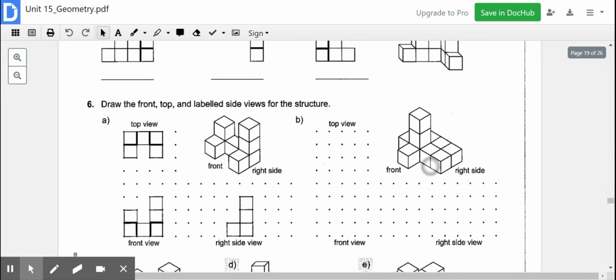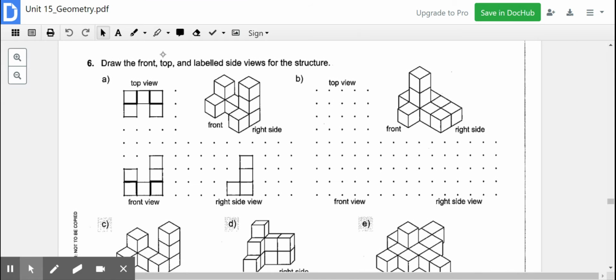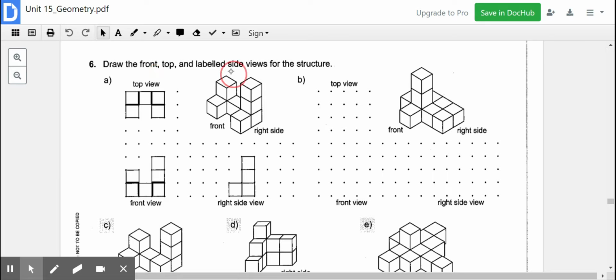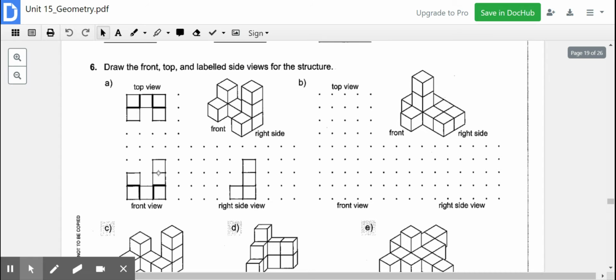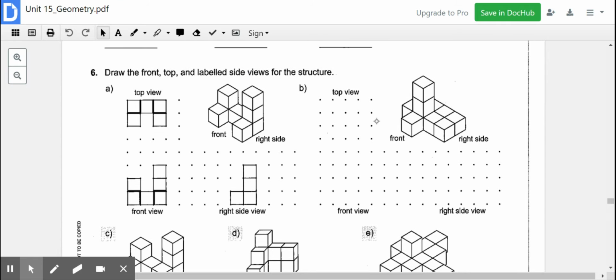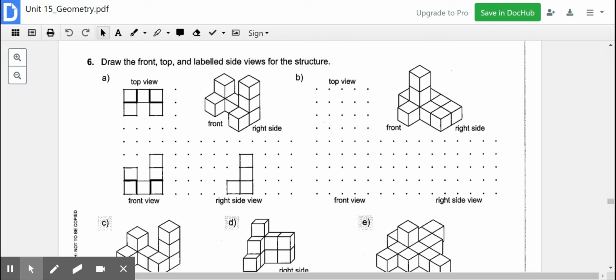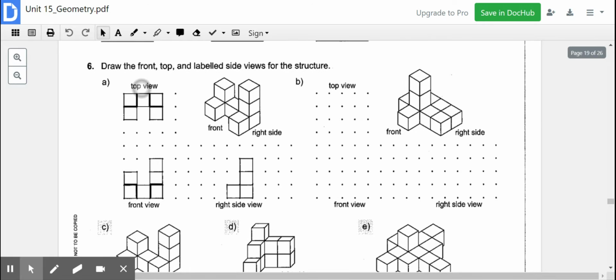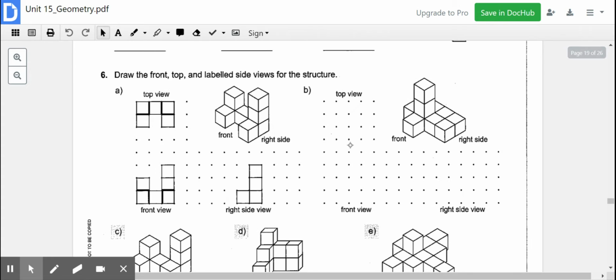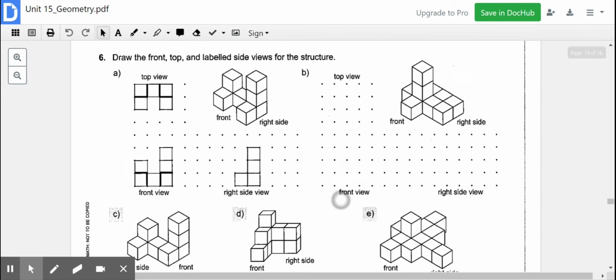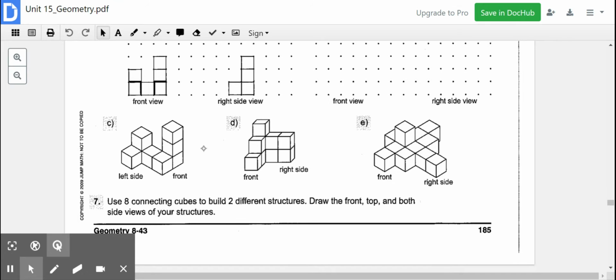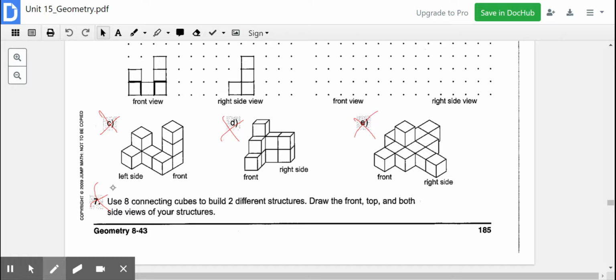Number 6 will be the last question that we're going to do. Number 6 says, draw the front, top, and labeled side views for the structure. So you're either going to do the top, front, and right side, or top, front. Oh yeah, these A and B are both front side. Okay, so I'll get you to do just A and B in this one. Actually, A is done for you. It's just B. That's the only one you have to do. The top view, the front view, and the right side view. We are going to skip C, D, and E because I can't guarantee that you've got the grid paper you need. So skip those, and we're going to skip number 7 as well. And that's the lesson.